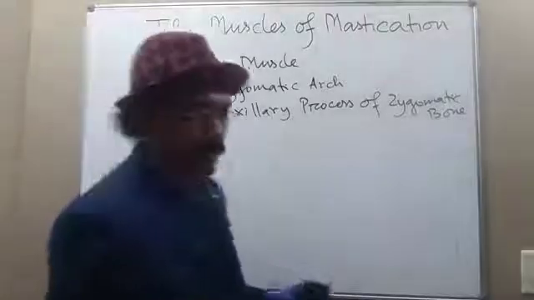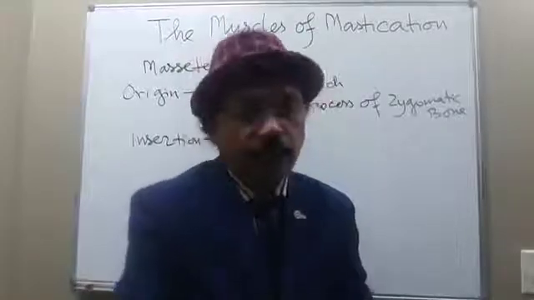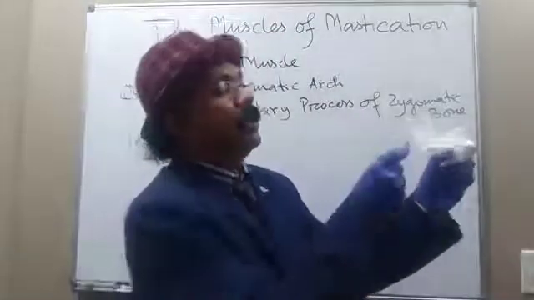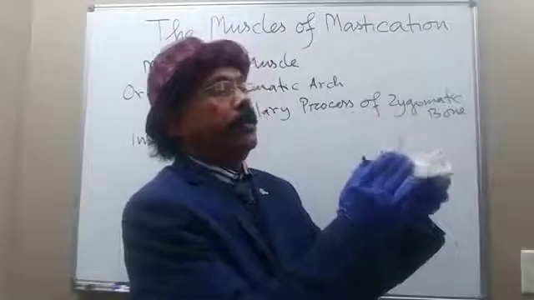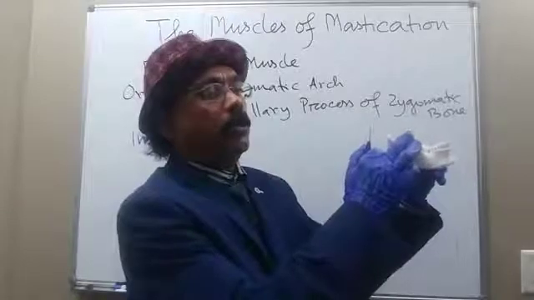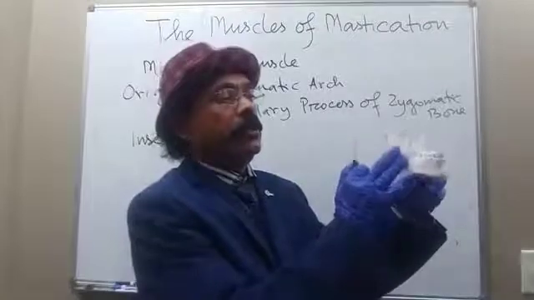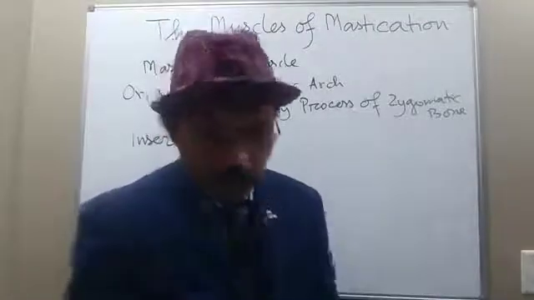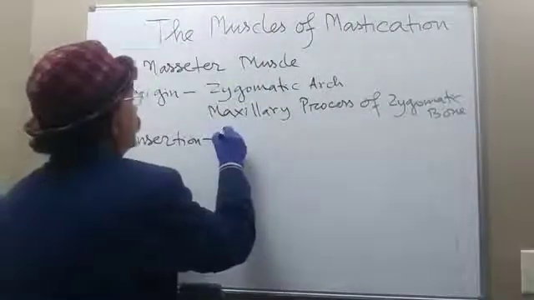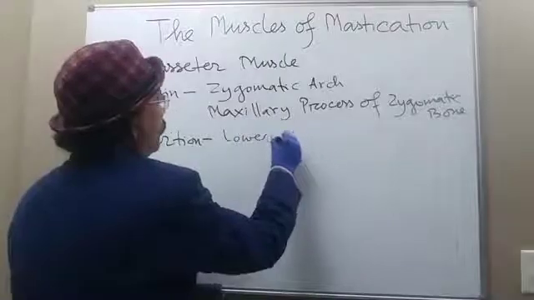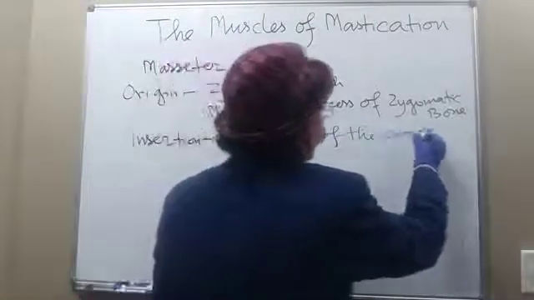Insertion of the masseter. It is a big insertion on the mandible, here on the ramus of the mandible, on the lateral aspect of the ramus of the mandible, the lower part of the coronoid process of the mandible, and the lateral aspect of the ramus of the mandible. Okay, we got that. So insertion, lower part of the coronoid process of the mandible.